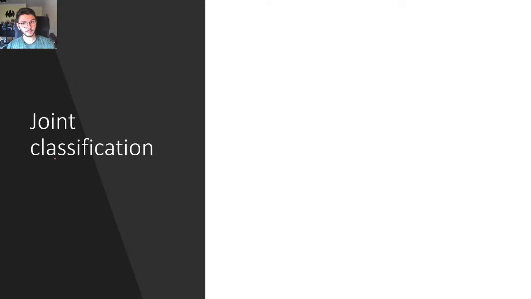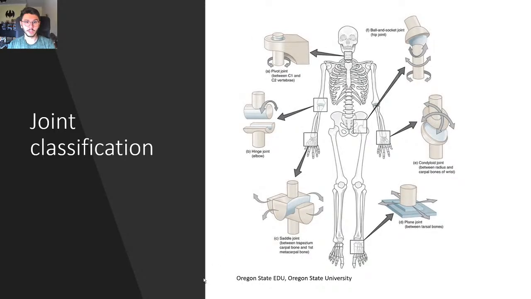Moving on, joint classification. We have a lot of different types of joints, and there are mainly 6 different types. We'll start with the pivot joint. The pivot joint is quite unique because you have a rounded end and the bone protrudes onto a sort of sleeve. This could be a tendon or a bone. An example of a bone would be the axis, C1 and C2, rotating between the 2 vertebrae.